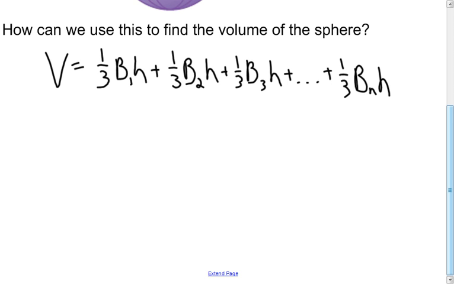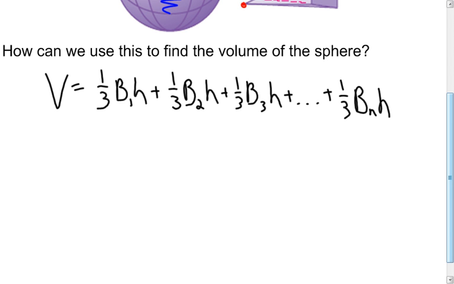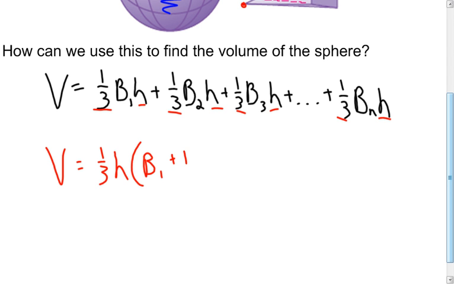Now I'm going to take a look at every single one of those terms, and notice that every single one of those terms has 1/3 in it, and every single one of those terms has an h in it. So I'm going to factor that out. My volume now is going to equal 1/3 times the height, and what's left after I factor it out? I'm going to have area of base 1 from the first term, area of base 2 from the second one, area of base 3 from the third one, area of base 4 from the fourth one, so on and so forth, until I get all the way to the last one. We'll call that area of base of the nth term, the last one.